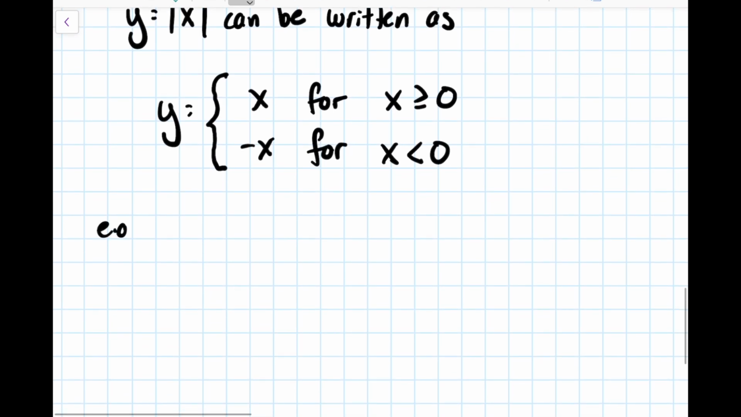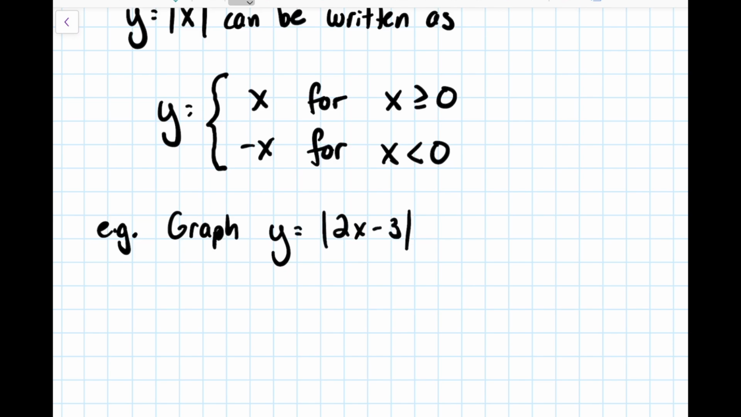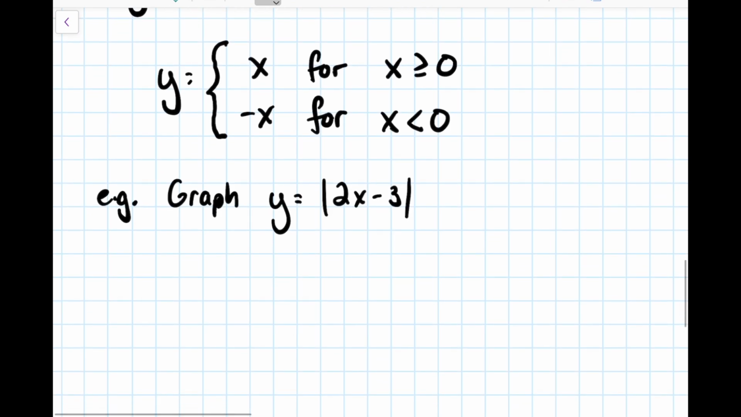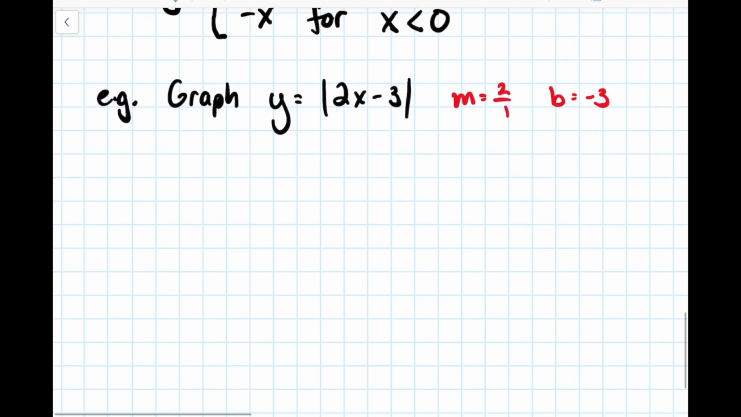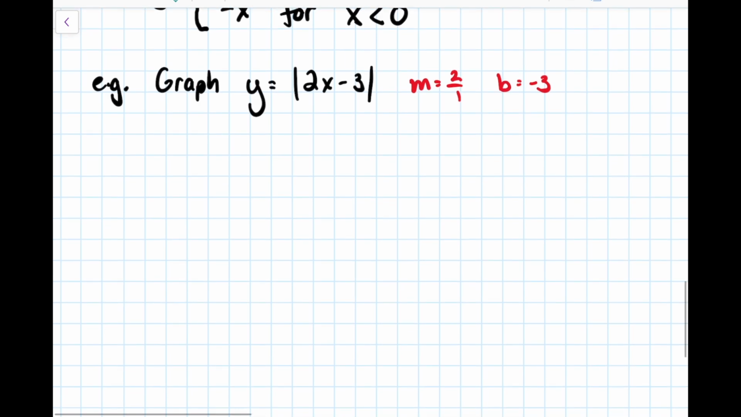So let's try another one. We'll go through the whole process, and it'll hopefully make a little bit more sense once you see it sort of in one smooth piece. So we're going to graph y equals the absolute value of 2x minus 3. All right, so ignoring the absolute value, the 2x minus 3 has a slope of 2 over 1, or just 2, and a y-intercept of negative 3. So sketch yourself a 5 by 5 grid, right? 5 up, 5 down, 5 left, 5 right, and then come back and we'll try graphing this thing.